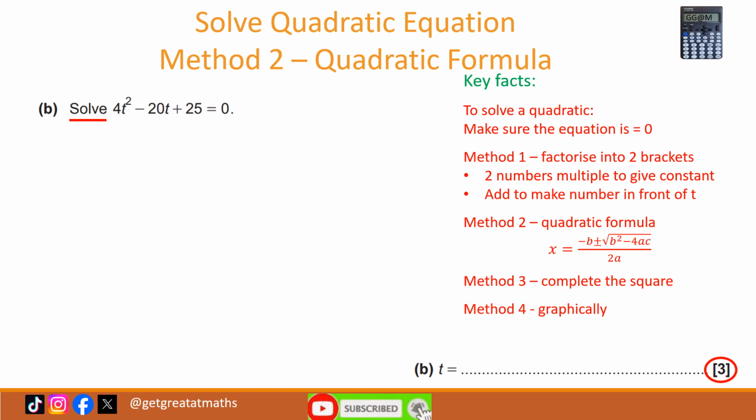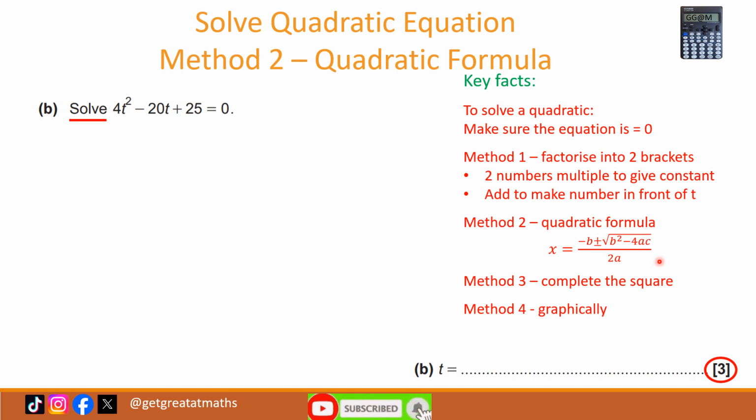Method 2 for solving a quadratic equation is using the quadratic formula. Now you can see over on the right hand side we've got the quadratic formula written down. Now you'll be expected to know how to use this formula. Sometimes on the exam paper the quadratic formula is given. Make sure you check your exam board to find out whether you are given the quadratic formula or not in your exam.